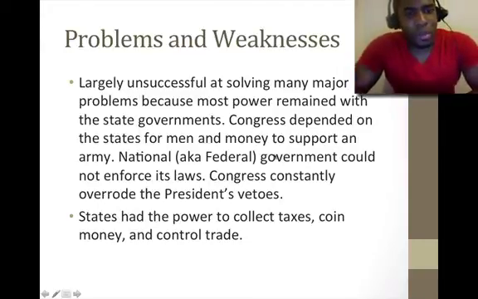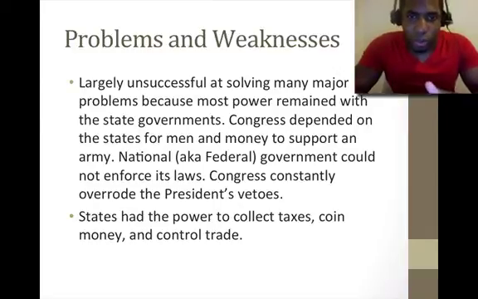So here were the problems and weaknesses when it came to the Articles of Confederation. It was unsuccessful at solving many problems because most power remained with the state governments, right? The states had the authority to solve the problems throughout the whole country, but the thing is, states only focus on their own states. Congress depended on the states for the men and the money to support an army. So where are they getting their army from? The states had to send them. Remember, we're talking about Congress here. So this national government, or what we call federal government, could not enforce any laws at all.